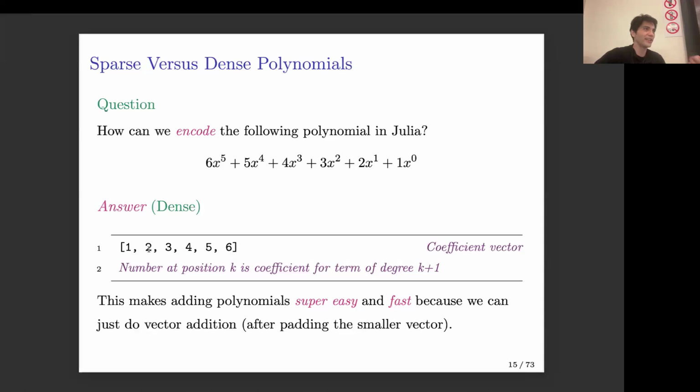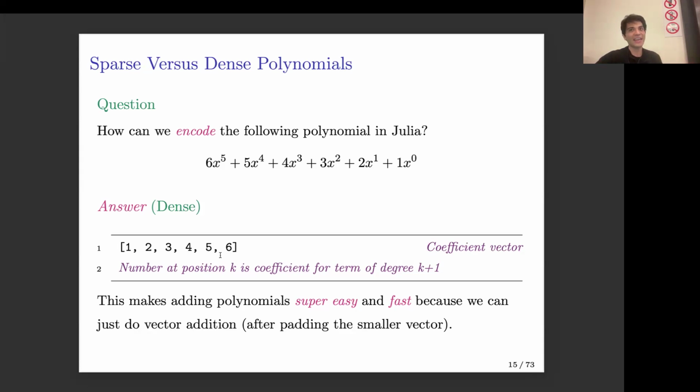The second one, we're going to designate as the coefficient of x to the 1. The third, we're going to designate as the coefficient of x squared. So something at position k is going to be the coefficient for something of degree k plus 1. And this is perfectly fine.